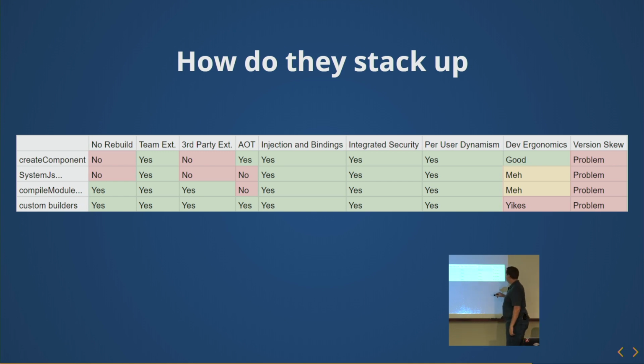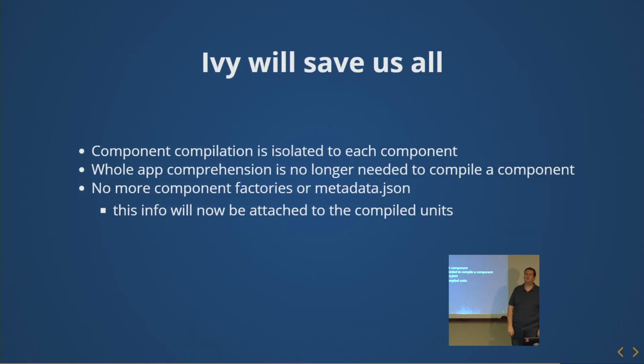Now, all of them also have this problem of version skew that we still have to address, and we'll talk about that in just another minute. Now, hopefully, Ivy will save us all. A large part of what Angular has been busy doing for so long is realizing, hey, this is a big problem, we need to solve it.